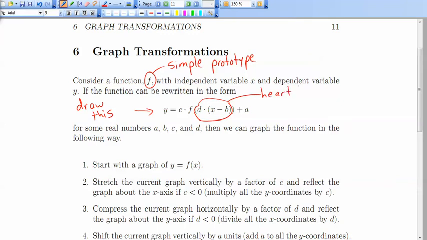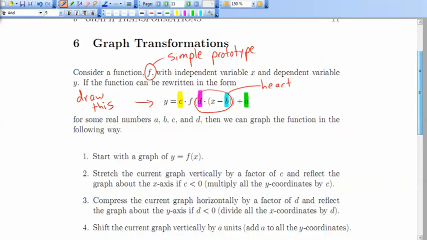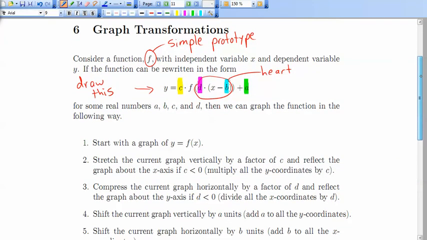Okay. We can talk about the effect of having a multiplier outside the function, outside the heart I should say, a multiplier inside the function, having an extra term outside the heart of the function, and having an extra term inside the heart of the function. Okay, the effect that all those different numbers will have on the shape of the graph. So step by step we can build up the graph of this very complicated function. So we start off with our graph of our very simple prototype, y equals f of x.